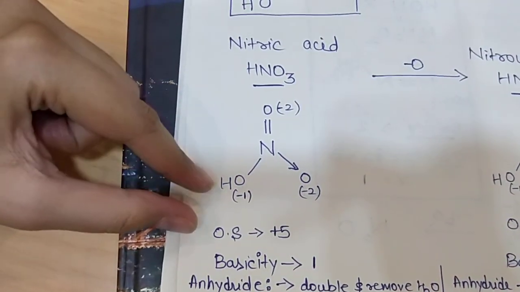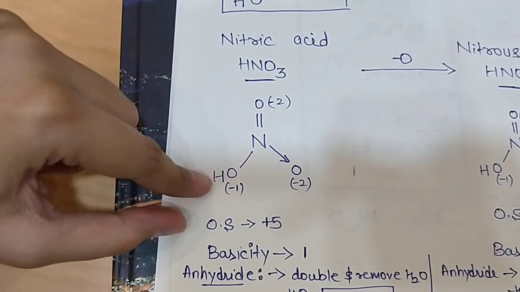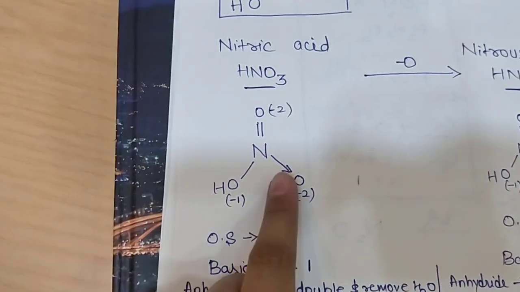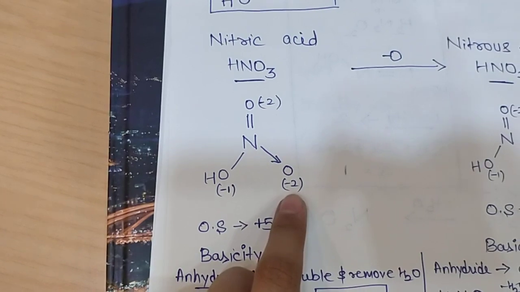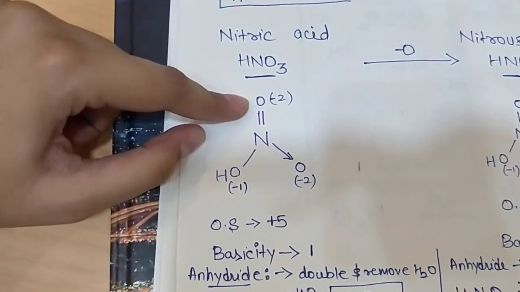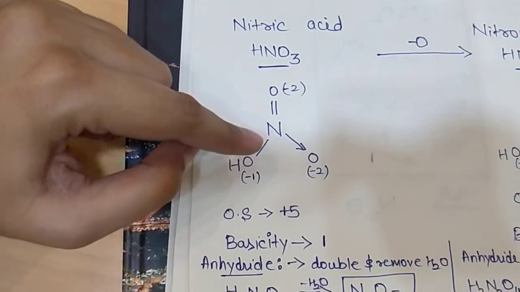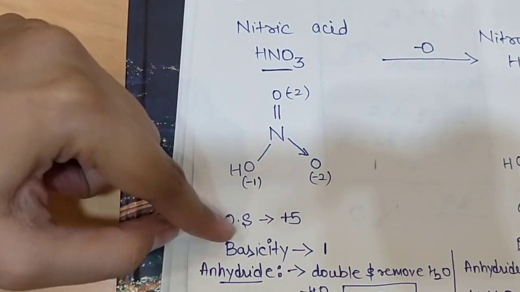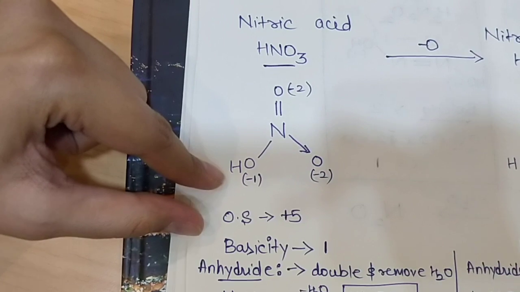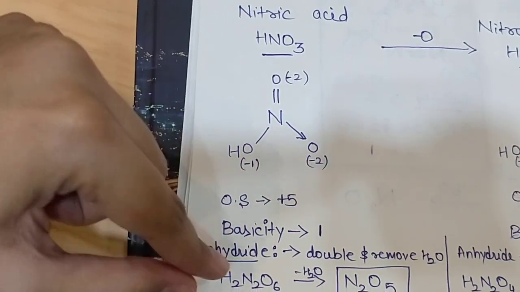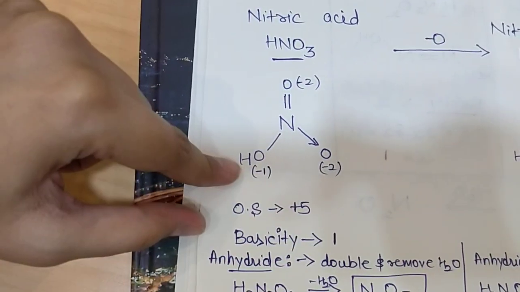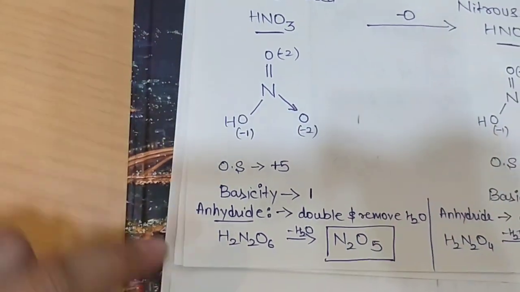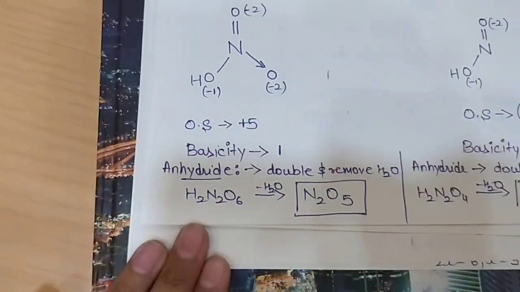As we have discussed for oxo acids of phosphorus, OH oxidation state will be -1. Oxygen in the coordinate bond will also act as -2. In the double bond, oxygen will give -2. And from here the oxidation state for nitrogen comes out to be +5. Basicity depends upon the number of OH groups. So basicity will be 1, as only one OH group is there, so only one ionizable hydrogen, ionizable proton is there.